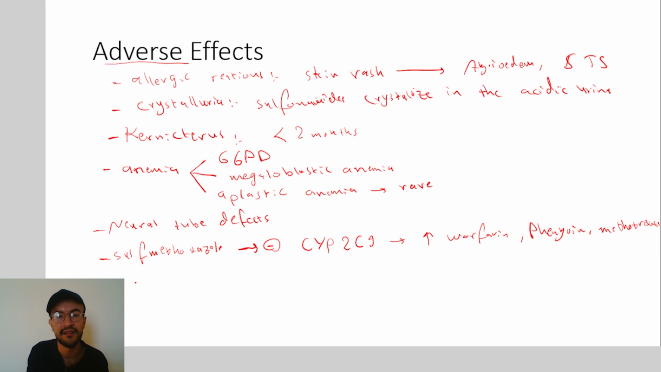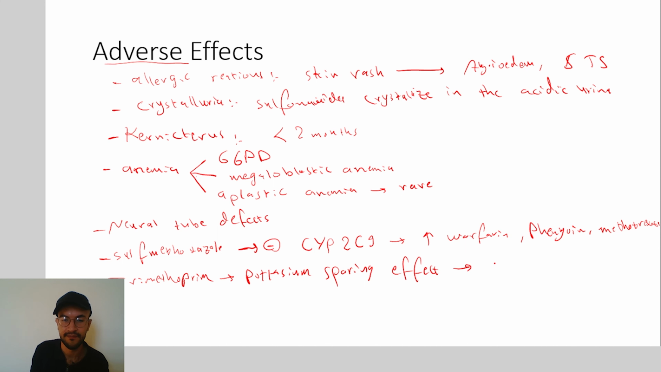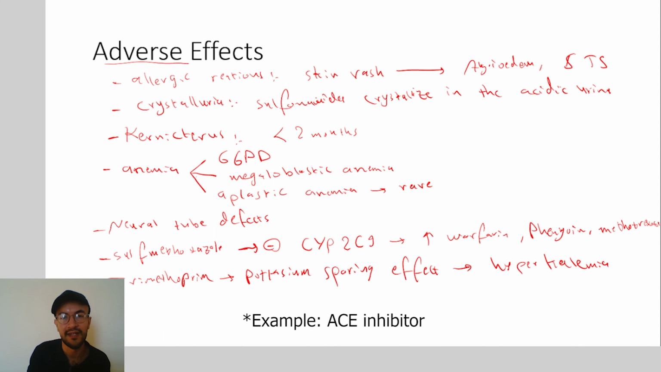Also, in the adverse effects, we have the trimethoprim. Trimethoprim has a potassium sparing effect, and with higher doses it causes hyperkalemia. And hyperkalemia is also achieved when using the trimethoprim with another drug that has a potassium sparing effect.